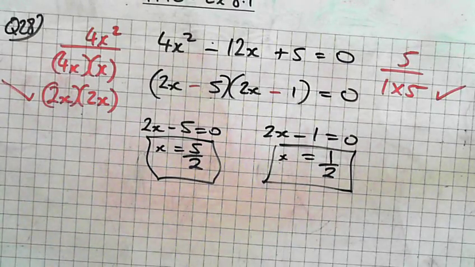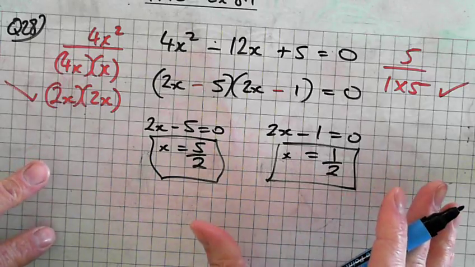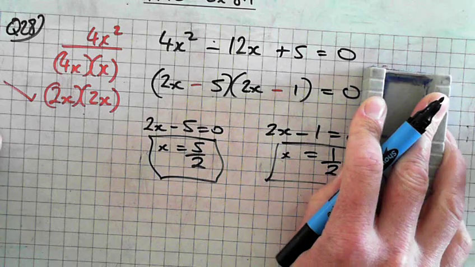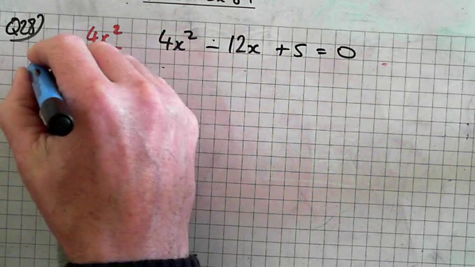Would that have worked if you used the other pair of factors, 4x by x? Would it have worked? We'll go back and have a look. Well, that's the correct answer anyway, okay? Let's have a look to see if it would have worked if I had used this pair of factors.